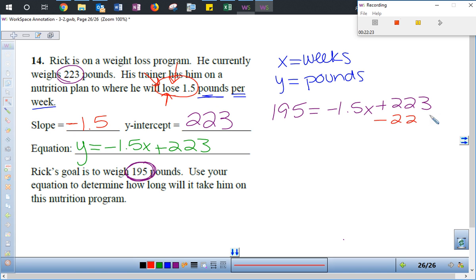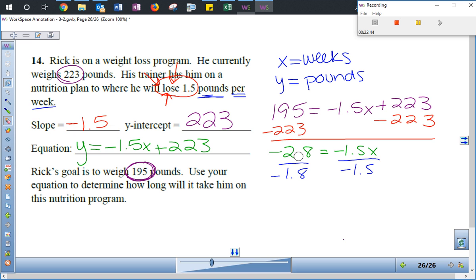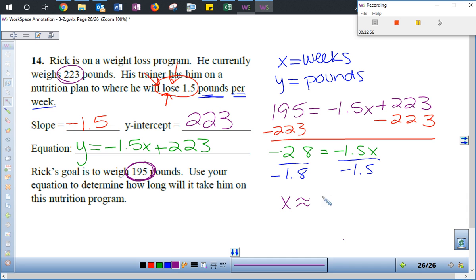To solve, I subtract 223 from each side. And 195 minus 223 gives me negative 28. Then I can divide each term by negative 1.5. And that should be 28, not 2.8. There we go. And if I take negative 28 divided by negative 1.5, your calculator is going to give you this long decimal, 18.6666 repeating.